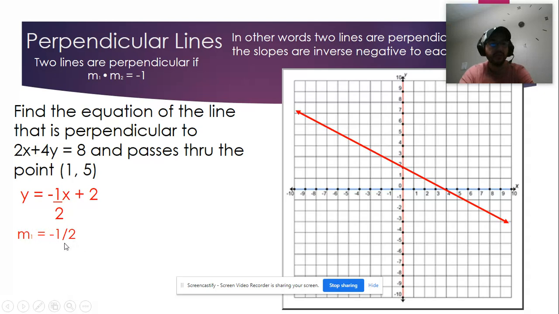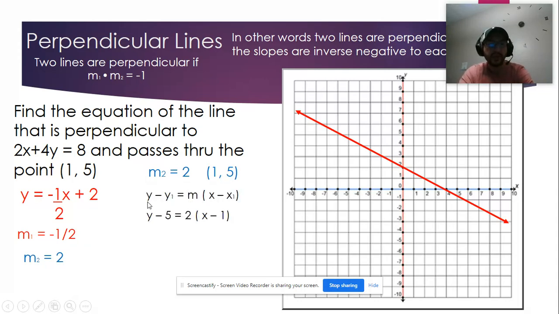m equals -1/2. So what will be the slope of the second line? It will be the negative reciprocal of -1/2, which is positive 2. Since I have the slope and the point, I can use the one point formula to write the equation of the second one. So it will be y minus 5 equals the slope, which is 2, times x minus 1.